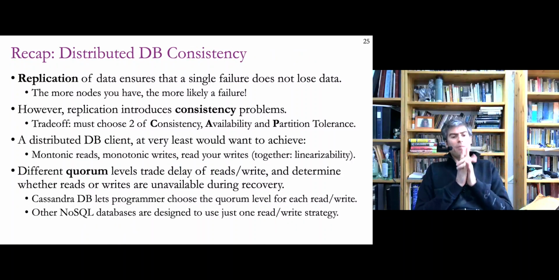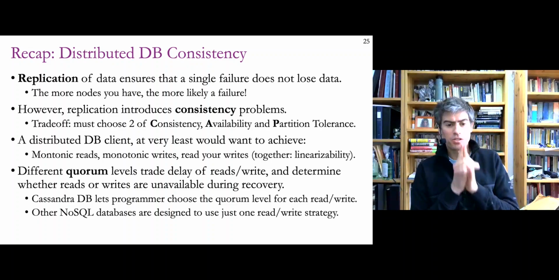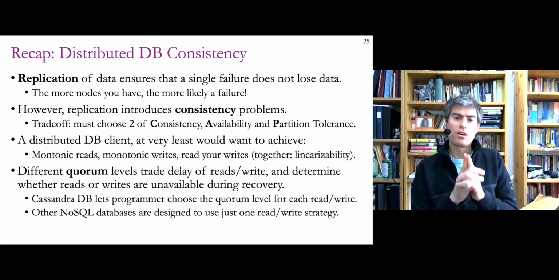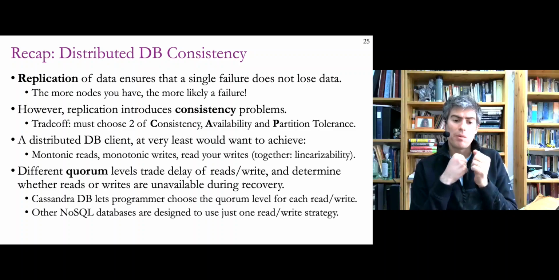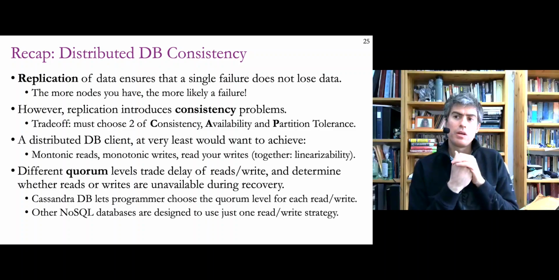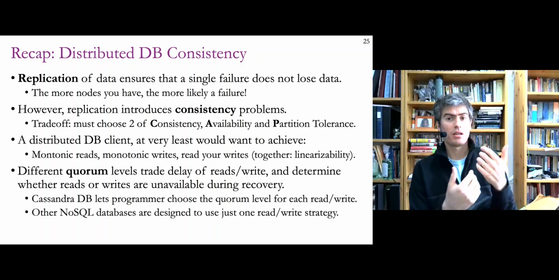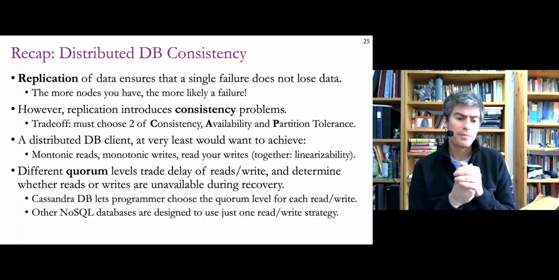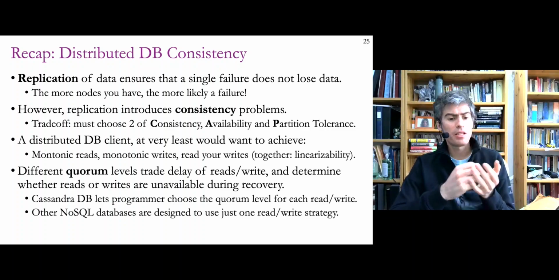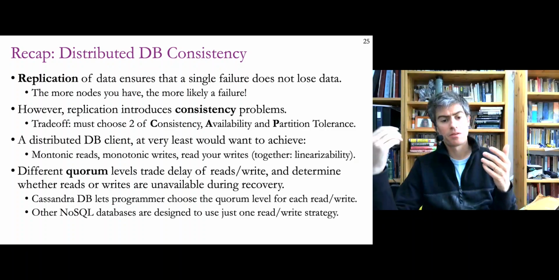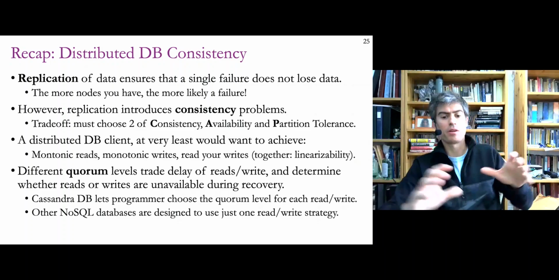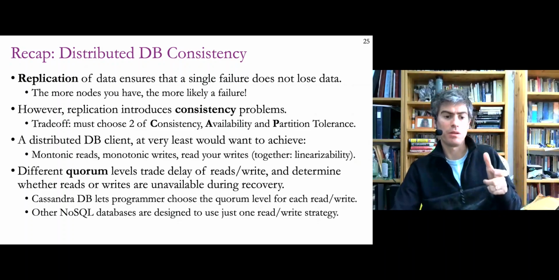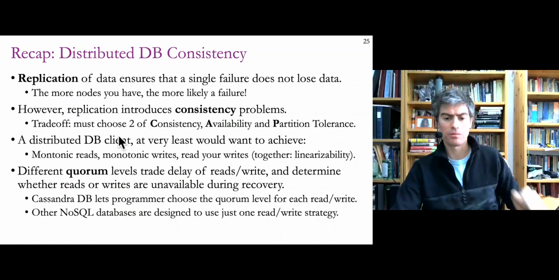All right, so to recap this lecture, we talked about distributed database consistency. Started off by pointing out that we need to replicate data to prevent a single failure from losing data and a single failure from creating downtime. But when we replicate data, we have consistency problems. And also notice that the more nodes you have, the bigger your system gets, the more likely a failure is going to be. So we really do need to have replication.